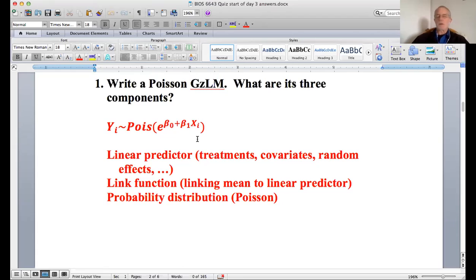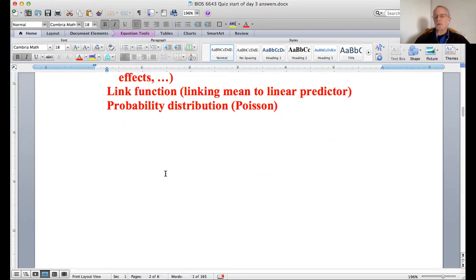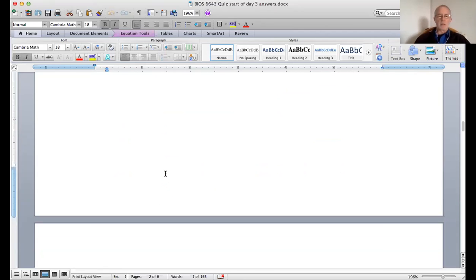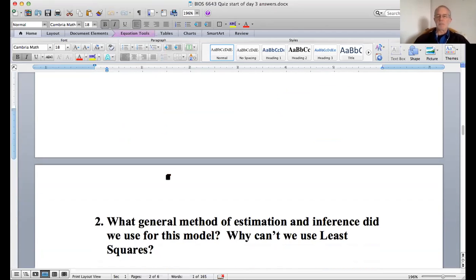This model is not linear, right? How can you see that instantly? Well, there's the exponential function. The linear predictor is by definition always linear. But as soon as you've got a nonlinear link function in there, the outcome's not linearly related to the predictors, so we can't use least squares. That's why we need something more, and in this case, we have maximum likelihood. Any question on that?